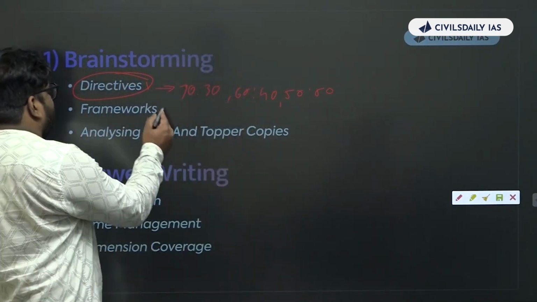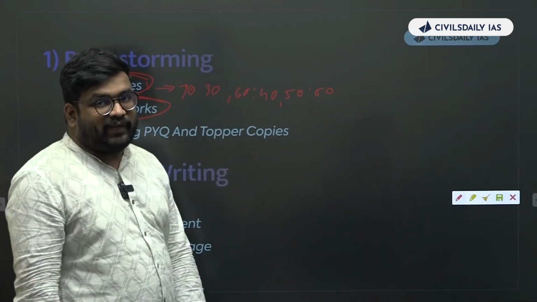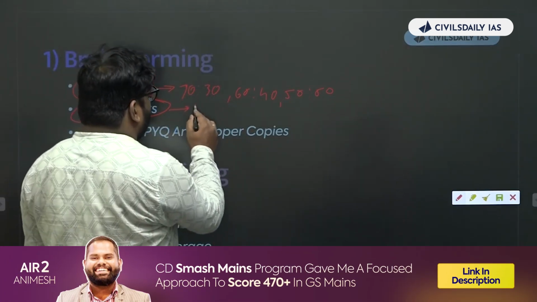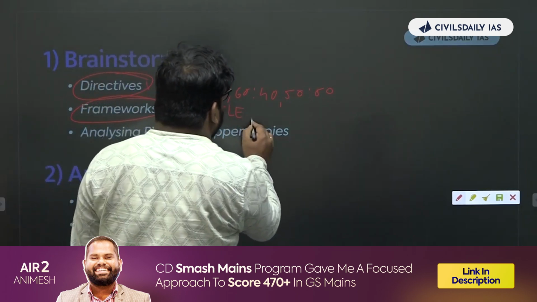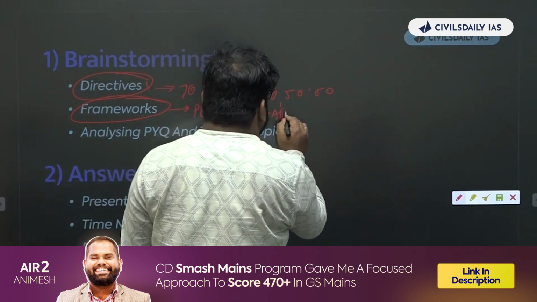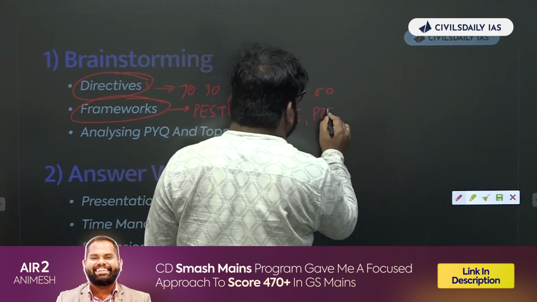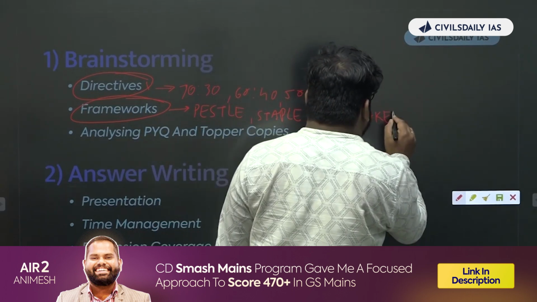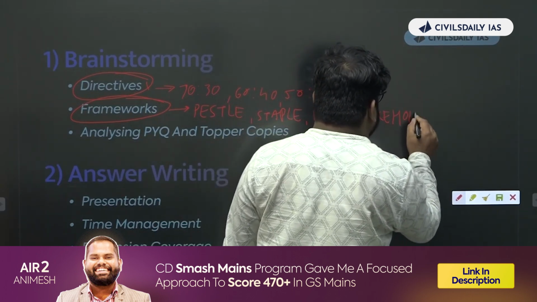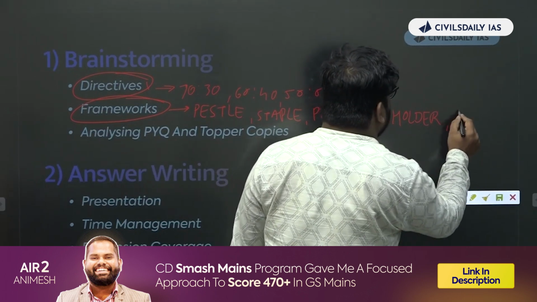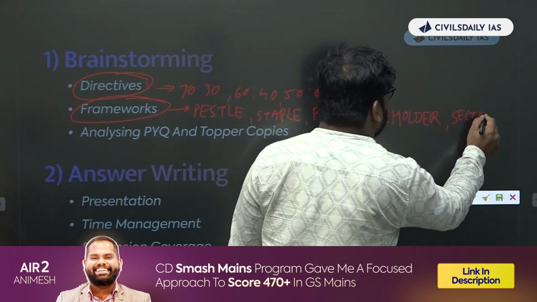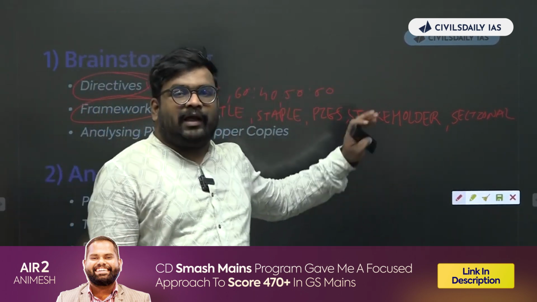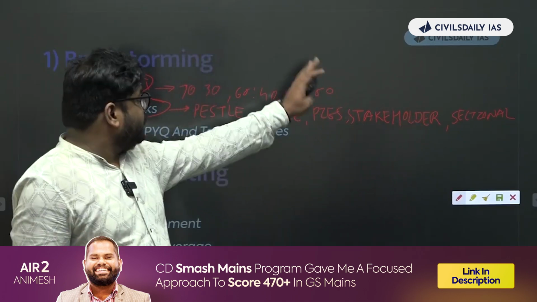The second aspect of the brainstorming is developing the theme specific frameworks. So during our discussions during the conclave, we have already talked about the pastel approach. We have already talked about the staple approach. We have already talked about the pies approach. We have already talked about the stakeholder approach. And we have already talked about the sectional approach. How to apply and where to apply these frameworks, that is the second part of the brainstorming.